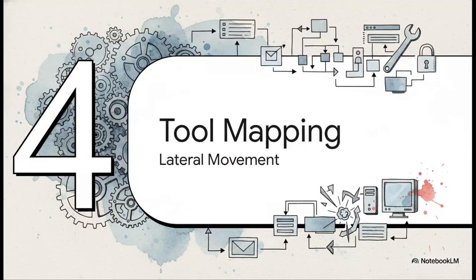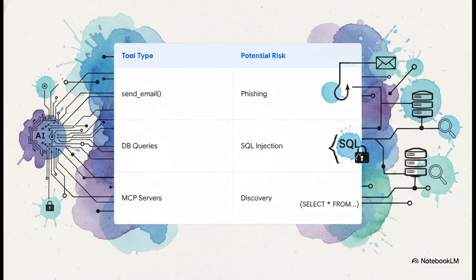Chapter 4, Tool Mapping and Lateral Movement. This is where we shift focus to tool mapping. We look at the external tools the model can invoke and figure out how those translate into real-world danger. This is a perfect illustration of excessive agency, mapping to OWASP LLM08. Every single external tool is a potential lateral movement vector.